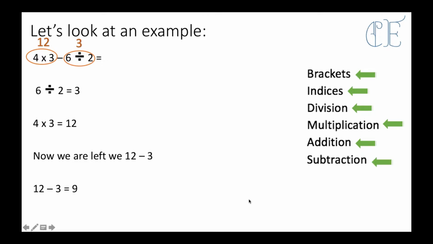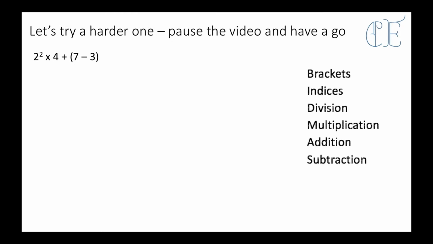Okay, let's move on to a harder example. If you want to pause the video and have a go at this, then you can. The question's there in the top left. Okay, if you paused the video and had a go, let's go through it step by step. First things first, we have some brackets, and it says 7 take away 3 in those brackets, which means we have to do that subtraction first. Even though subtraction comes down here, the brackets overrule it, which means we have to do this bit first. So 7 take away 3 is 4, so we'll put 4 there.